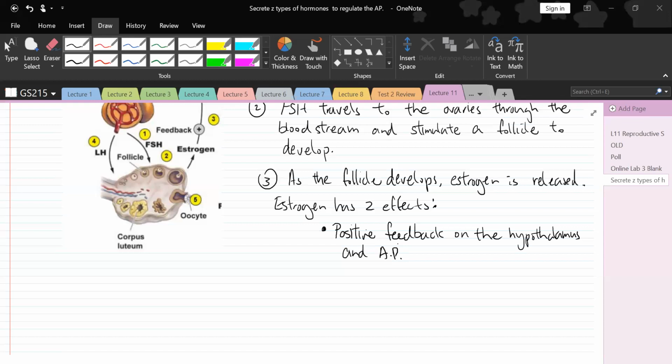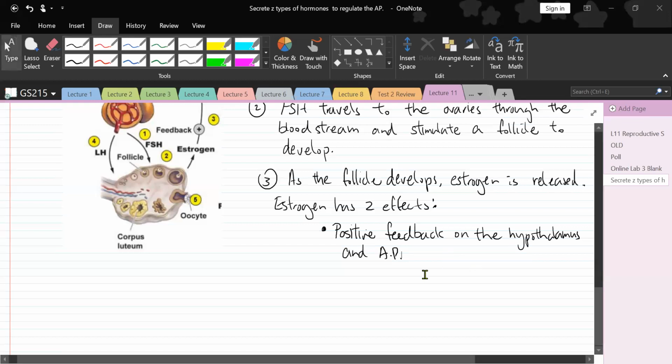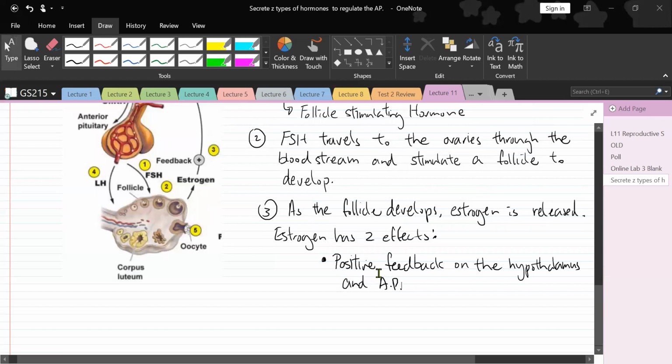We already learned several other examples of this, with things like aldosterone. When the blood pressure goes down, aldosterone will bring it back up. So the trigger and the final result are opposite to each other. If you have too much calcium in the blood, calcitonin will bring it back down. In this case, though, we're talking about positive feedback, which is the opposite.